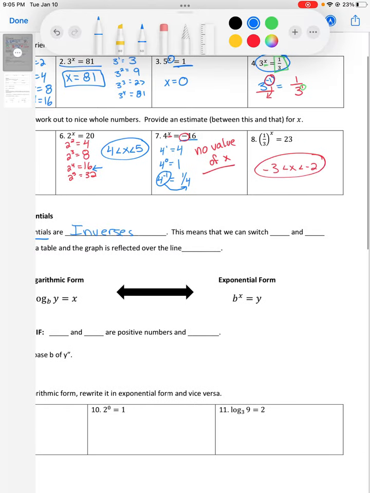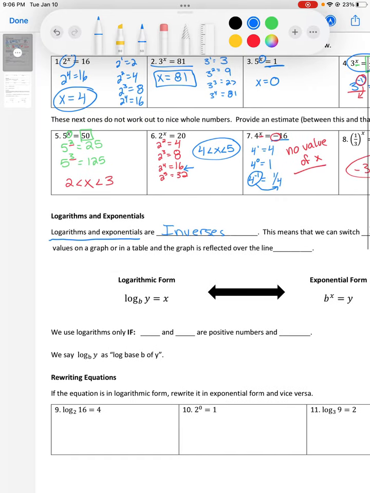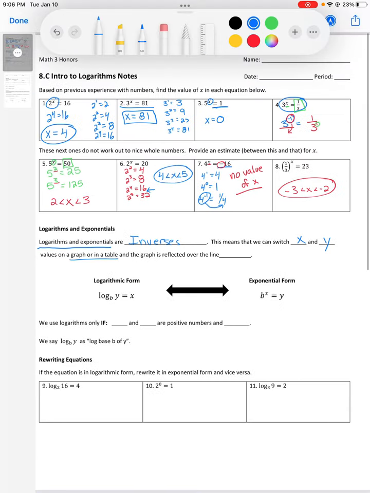This means that we can switch x and y, right? So you remember from the last 2 classes, we just continued to switch our x and y values when they're inverses. And we can switch our x and y values on a graph or in a table, and the graph will reflect over that line of reflection. So remember, the line of reflection was that diagonal line that went through the center. Okay, so logarithms and exponentials are inverses. So we can use logarithms to help us solve exponents.